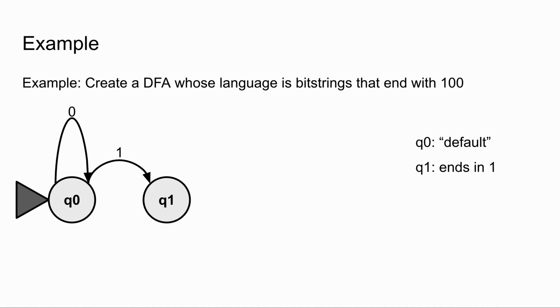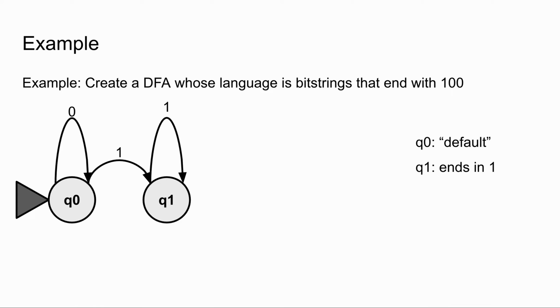Now I want to be clear. This does not mean that the entire string ends in 1. Since the input is consumed character by character, all this means is that the consumed input up to the current character ends in 1. Now, if I see another 1, our consumed input still ends in 1, so I will go back to the same state.